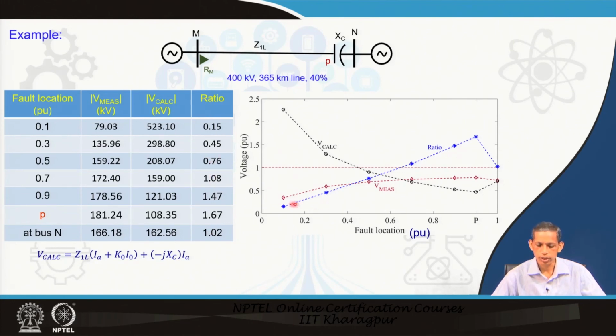These ratios are plotted here, along with the corresponding calculated value of the voltage and also the measured value of the voltages. What you find is that if you put a selective threshold value, then if the ratio is less than the threshold value, zone 1 will be allowed to operate; otherwise zone 1 will not be allowed to operate. So, this is voltage ratio driven zone 1 operation, which can also be applied for transmission line protection in this kind of scenario.